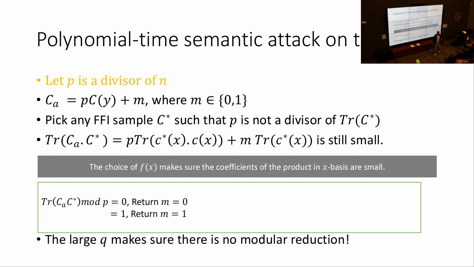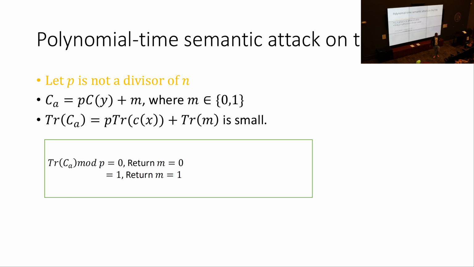Would you mind going back a slide? Sure. Okay, so you're saying you take the trace of c_a and then you take mod p. What's stopping us from just taking c_a mod p? No, no, no. Because, okay.